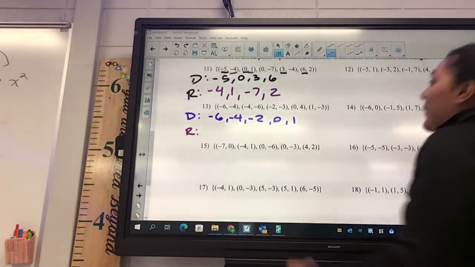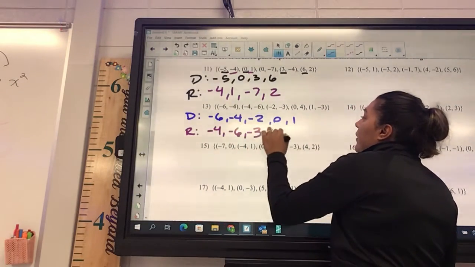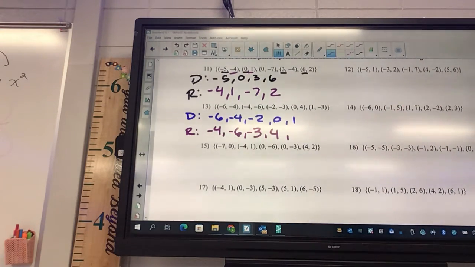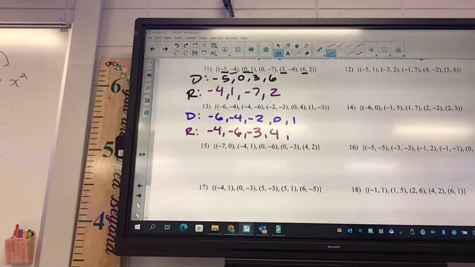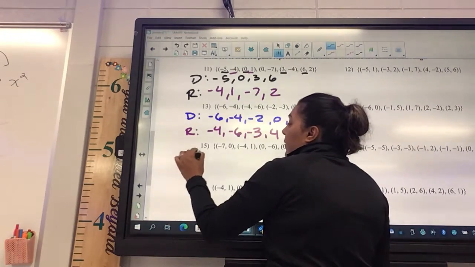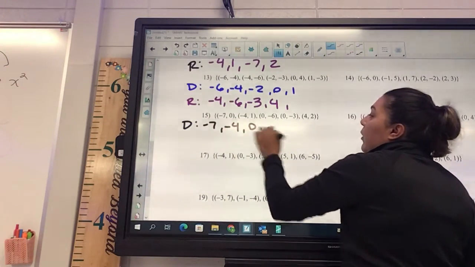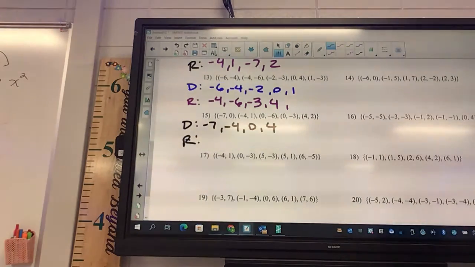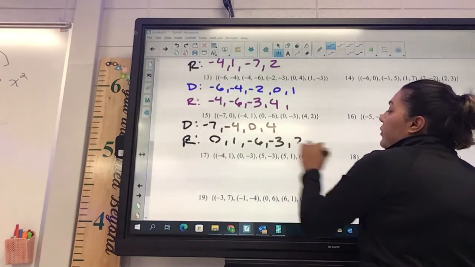Okay, the range. -4, -6, -3, 4, and that's all. Good. Do we have to put the D and the R beside it? Yes, you need to put the D and the R. We got -7, -4, 0, 4. 0, 1. Good job.